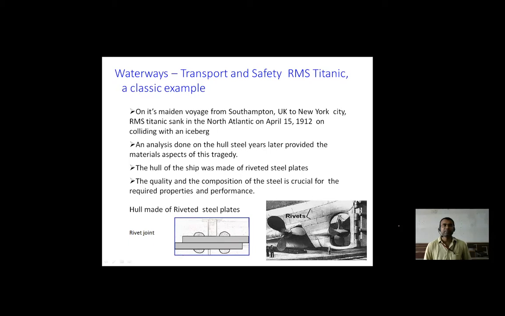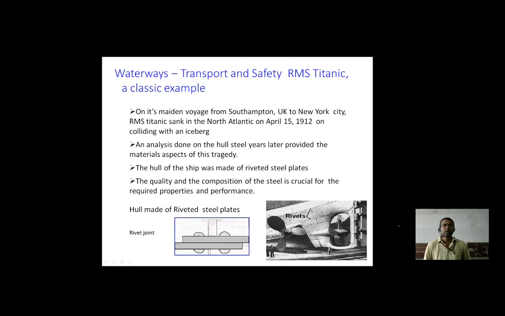As in the sea, a lot of ships are roaming. So what are the safety and their working environment conditions? These points need to be taken care of.